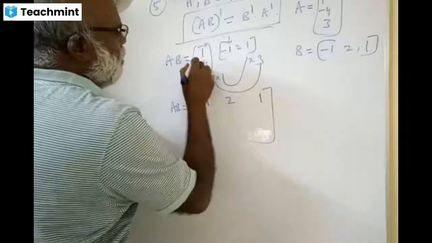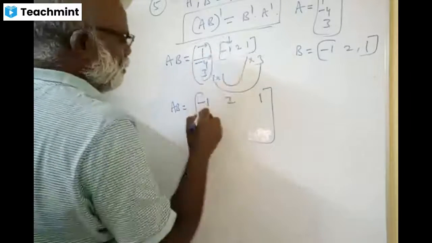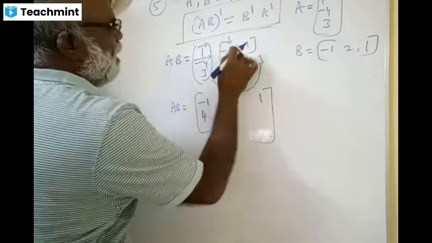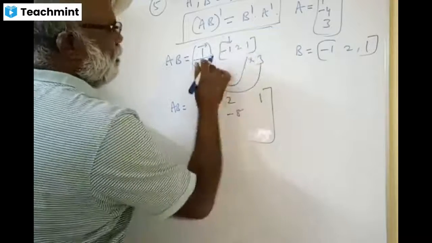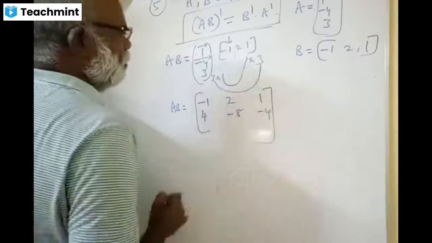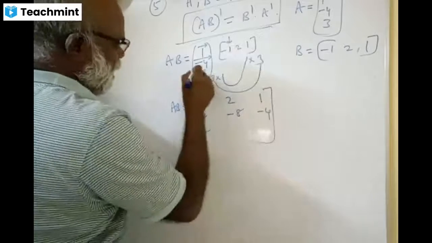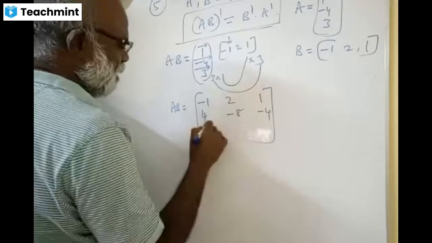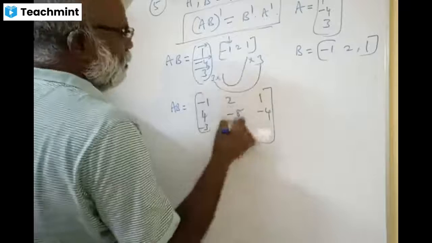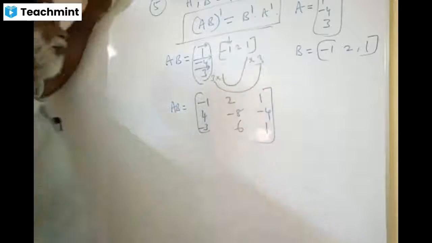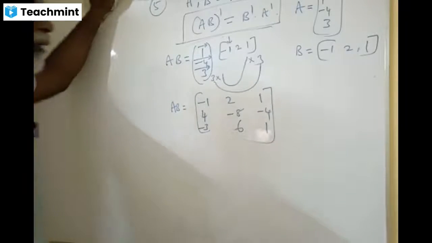Second row, take minus 4. Minus 4 into minus 1 is 4. Minus 4 into 2 is minus 8. Next you take 3. 3 into minus 1 is minus 3. This is my AB matrix.